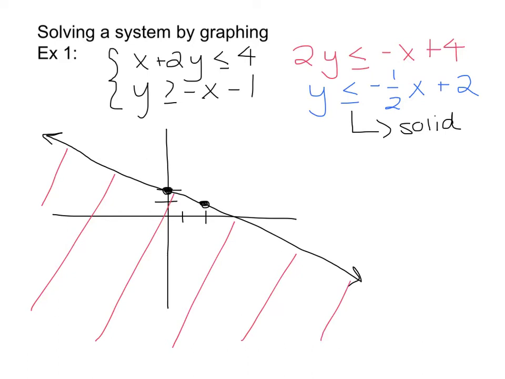Okay, let's graph our other line. So I have a y-intercept of negative 1. I go down 1 and to the right 1. Again, since it's greater than or equal to, it's going to be a solid line. Okay, and since it's greater than, we are going to shade above that line.